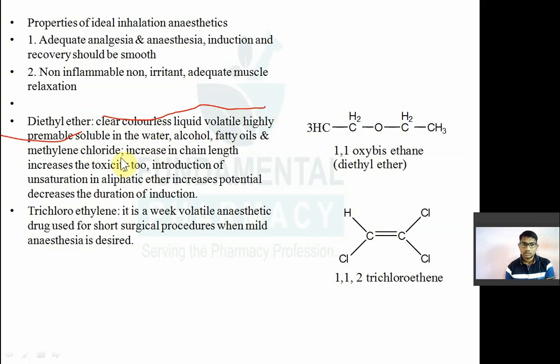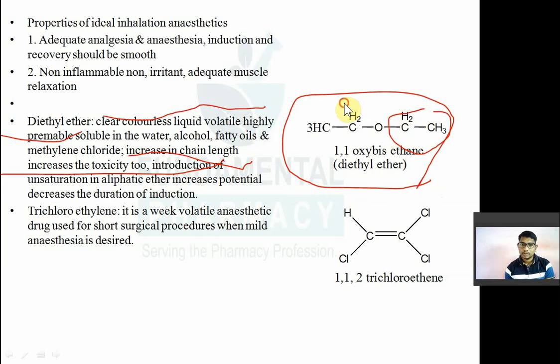Now remember one thing here. Increase in the chain length will increase the toxicity as well as potency. Increase in the chain length of this diethyl ether. So it is the structure of your diethyl ether. You can see over here, ये हो गया आपका इथाइल, ये भी इथाइल हो गया, डाईथाइल.